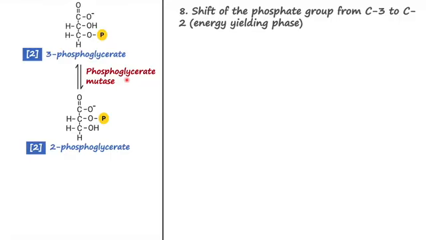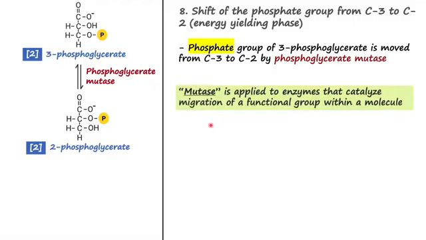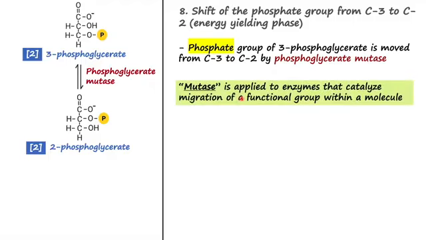And in this reaction, the phosphate group of 3-phosphoglycerate is moved from carbon 3 position to carbon 2 position. And this is a characteristic of mutase enzyme. So what they do is, mutase are enzymes that catalyze the migration of a functional group. So in this case, the functional group is phosphate. So migration of a functional group within a molecule.